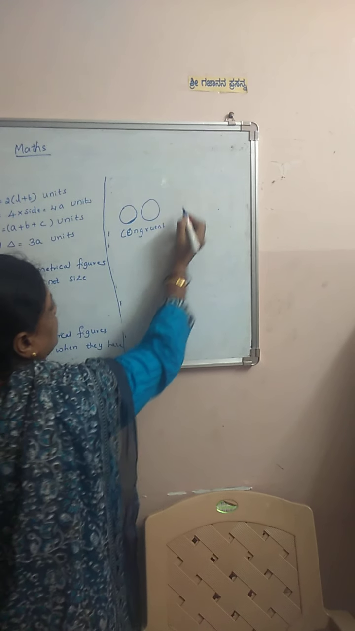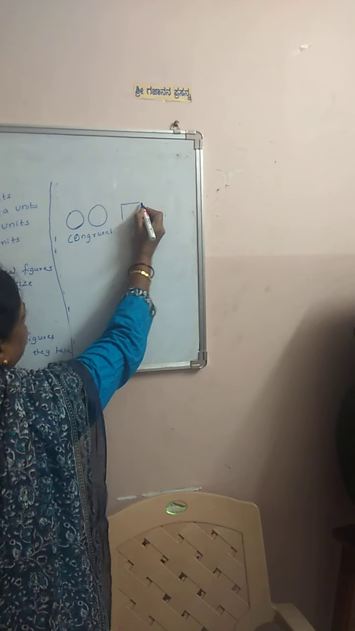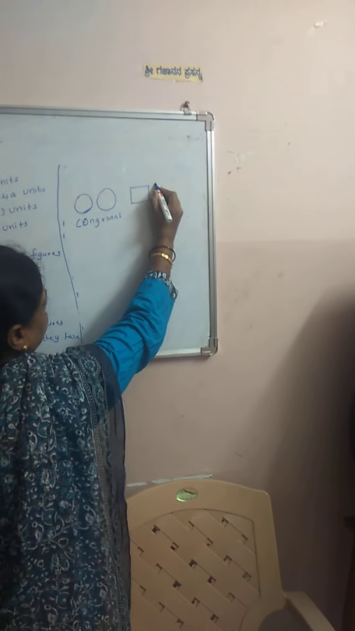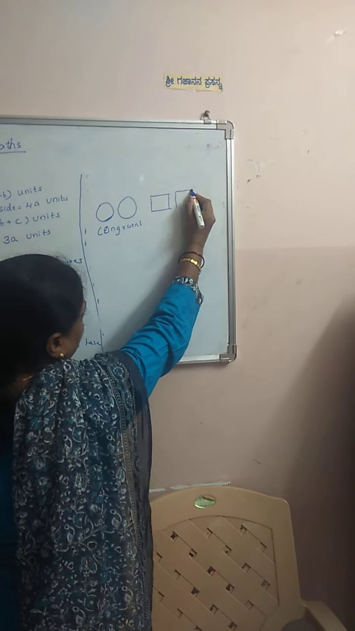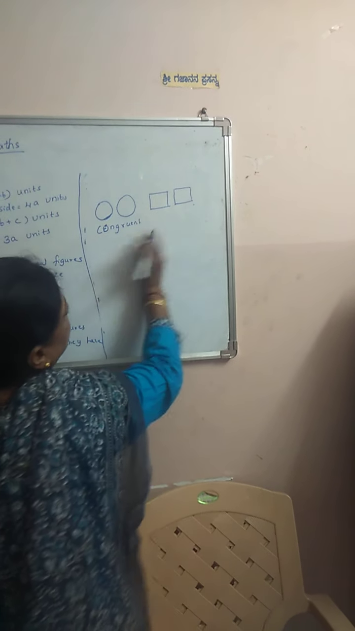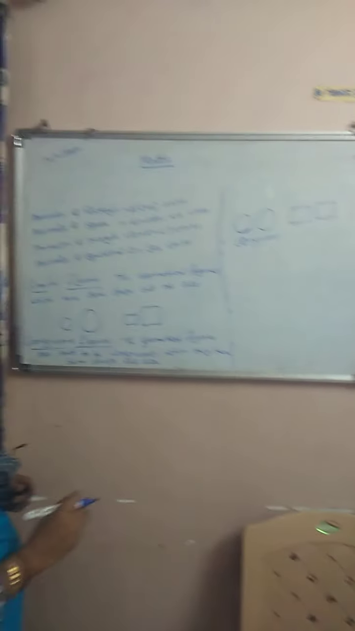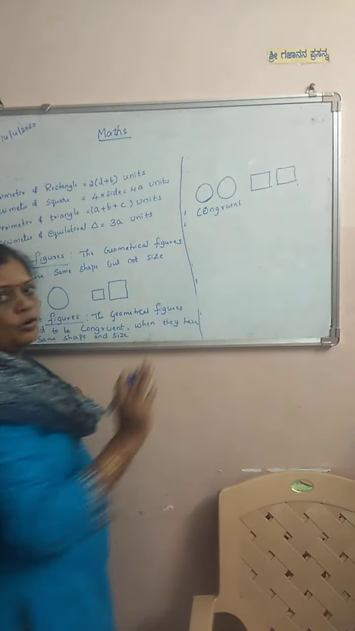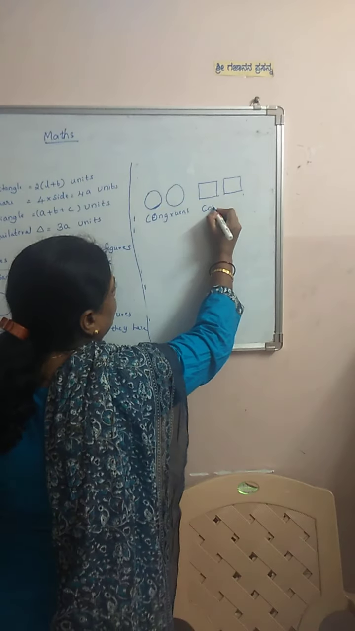Congruent. Okay. Even you can take a square also. They are also having the same sides. Both are having the same shape and size. Then these are called congruent figures. These are congruent figures.